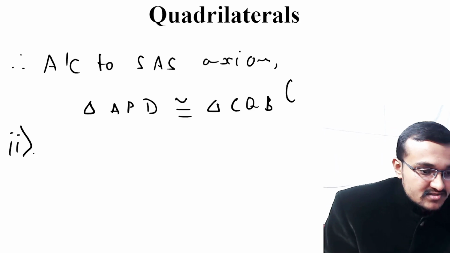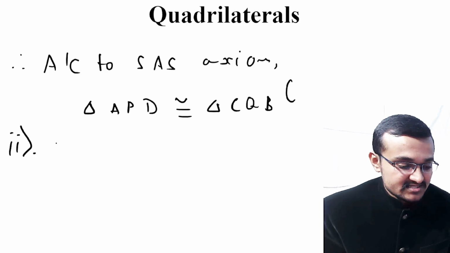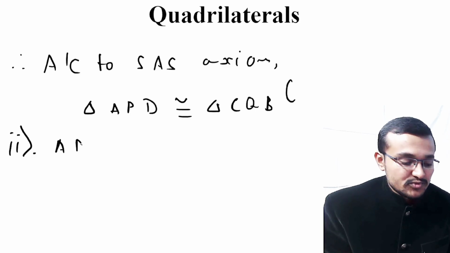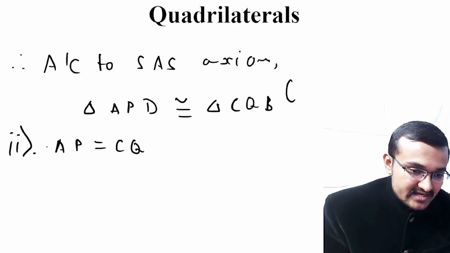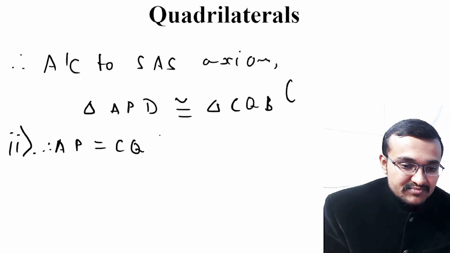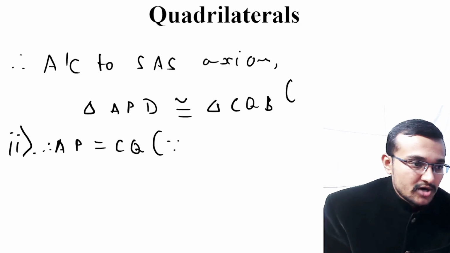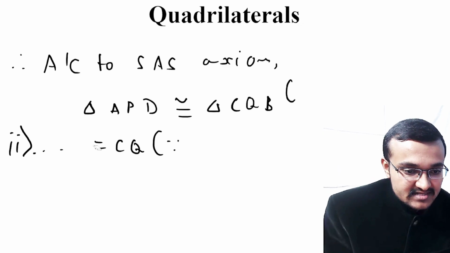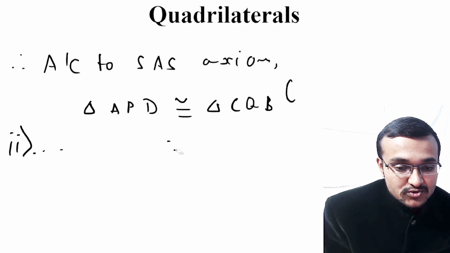Now we need to prove the second part of the same fifth question. In the second part, you have to prove AP is equal to CQ. Here AP is already equal to CQ, or you can write one particular sentence here for this second question.